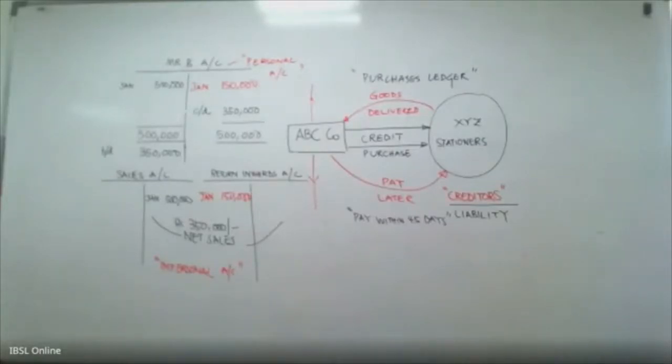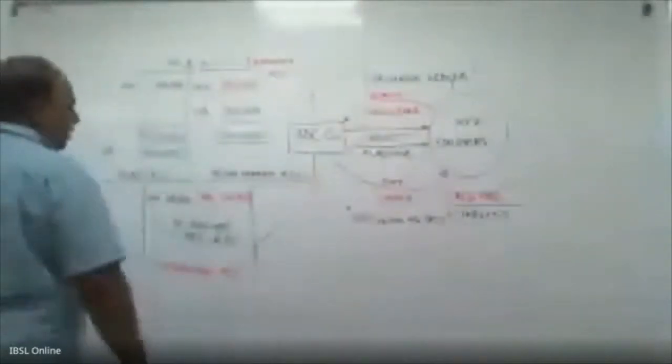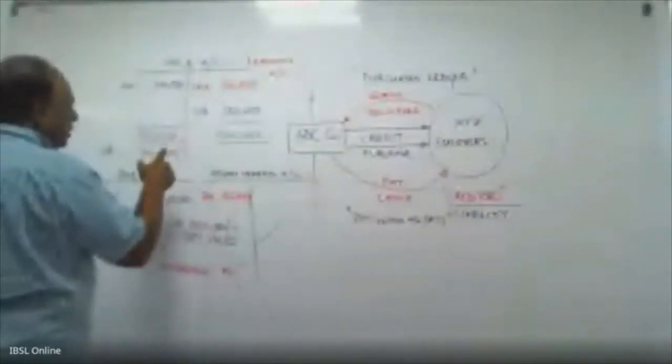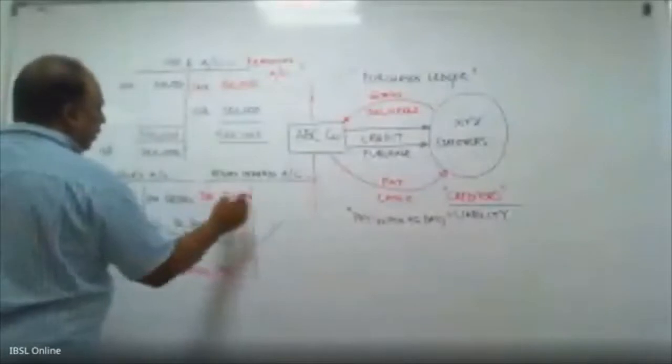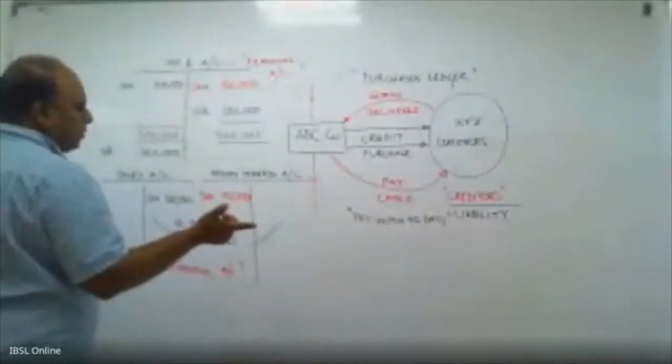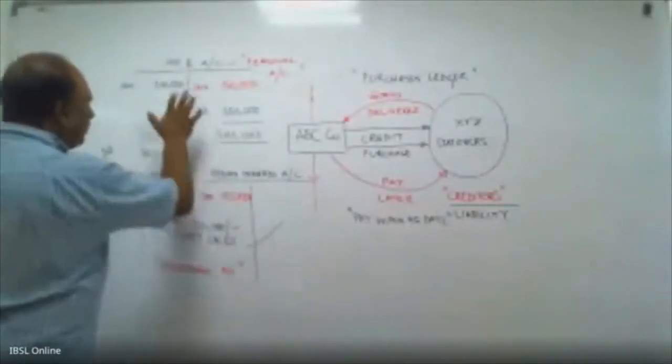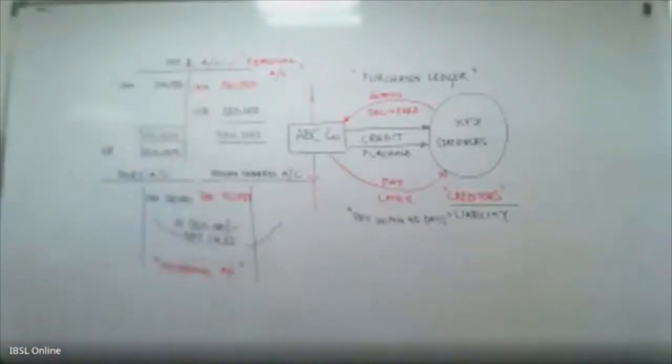And please remember that these two do not need to happen in the same month. This can happen in the month of January and this can happen in the month of February. But here in this example, why did I take it in January? Because the credit period offered is only 30 days. So because of 30 days, I just assume that it is happening in the month of January itself.